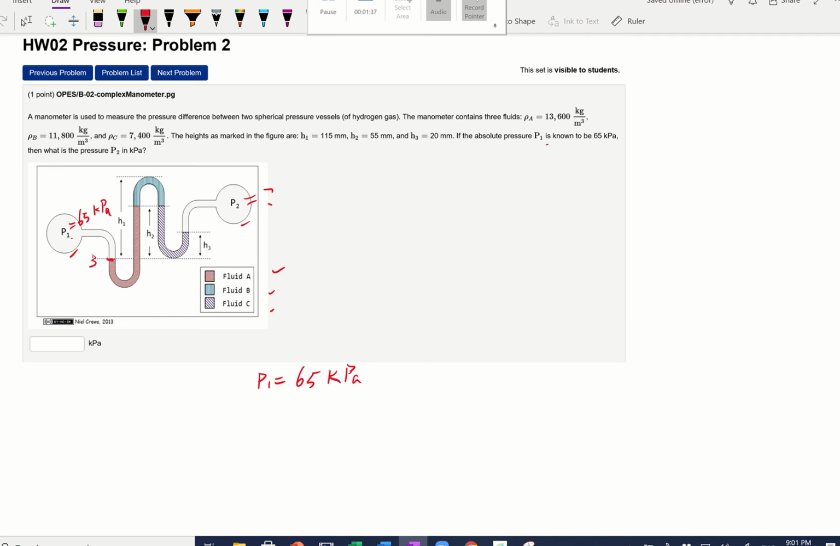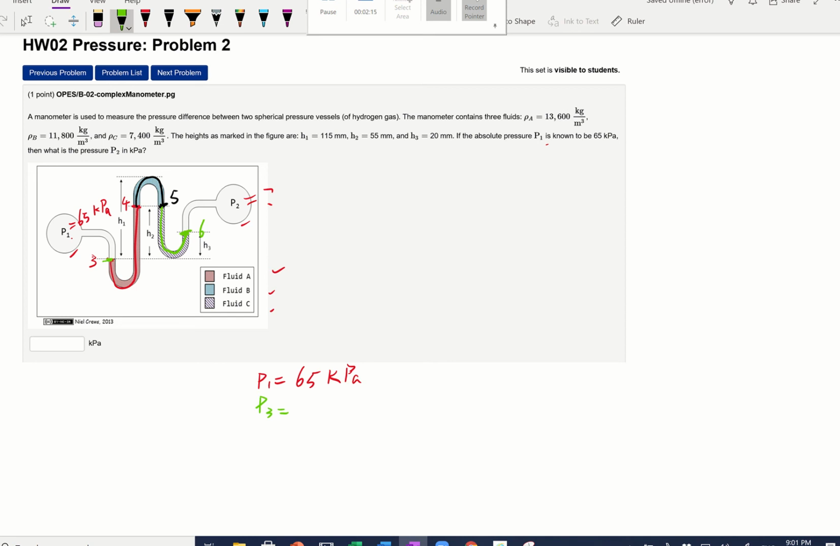Then following this liquid, we get into right here. So we're going to call this point 4. Then we're going to go through another fluid, and this is going to be our point 5. Then the last fluid, we go from 5 to 6. This point is called 6. All right, so now let's go. If you know P1 already, what do you think the pressure at 3 will be? What's the pressure here?